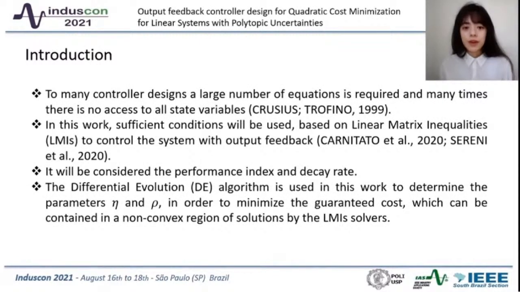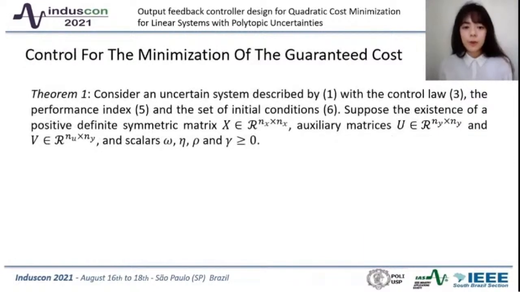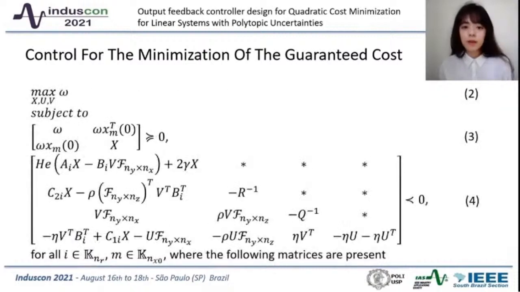In this work, sufficient conditions will be used based on linear matrix inequalities to control the linear system with output feedback. It's also used an algorithm of differential evolution to find values of some parameters that are not determined by solvers. So, in this work, Theorem 1 is proposed, and the following LMIs can be obtained.